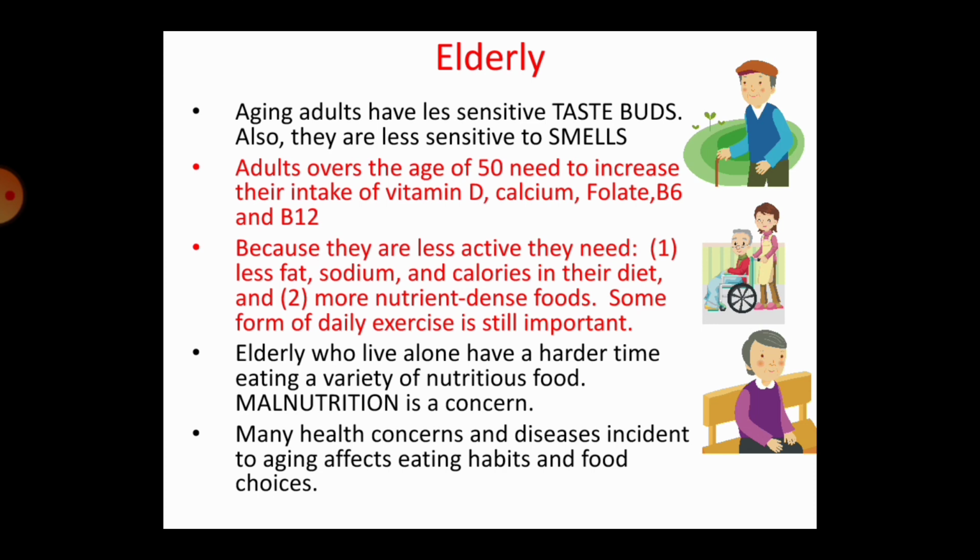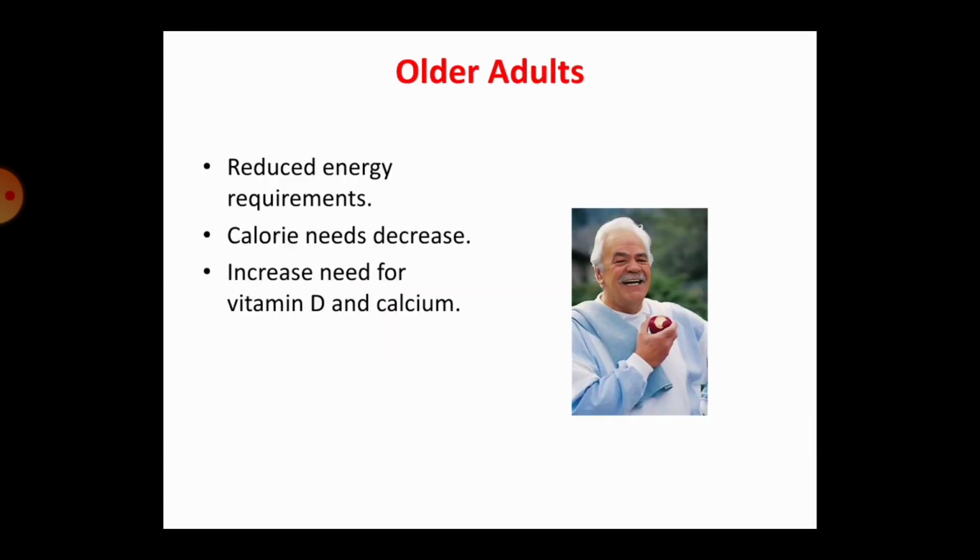Elderly who live alone have a harder time because malnutrition is a main concern for them. Many health concerns, like hypertension and diabetes, make them malnourished because of the restriction in the diet. Older adults, as mentioned earlier, have reduced energy requirements. The calorie needs decrease. They need more vitamin D and calcium.